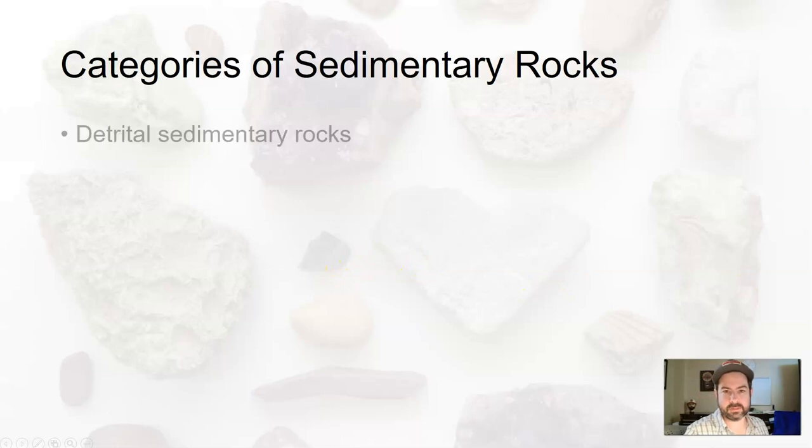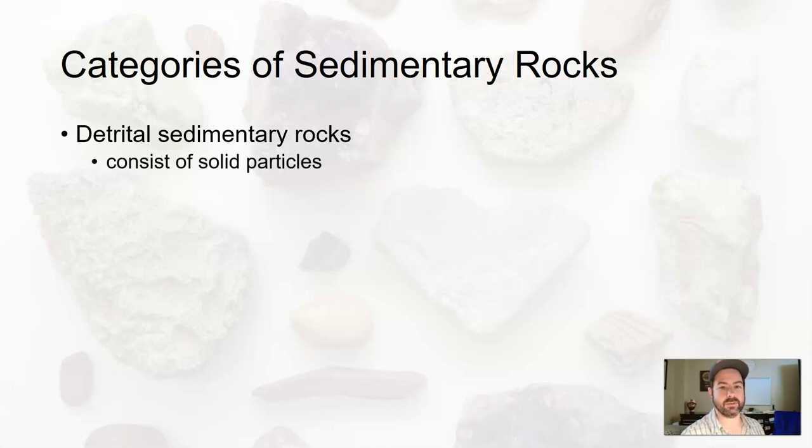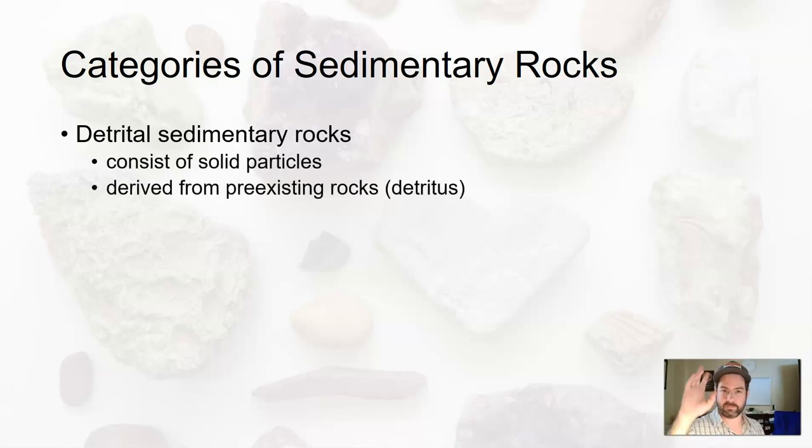There's 2 categories of sedimentary rock. Detrital sedimentary rocks, and those consist of rocks with solid particles that came from other pre-existing rocks. That sediment that's weathered and eroded off and broken down from pre-existing rocks is called detritus. So when you break down and erode sediment that becomes sedimentary rock from existing rock, those are detrital sedimentary rocks, sometimes known as clastic sedimentary rocks.